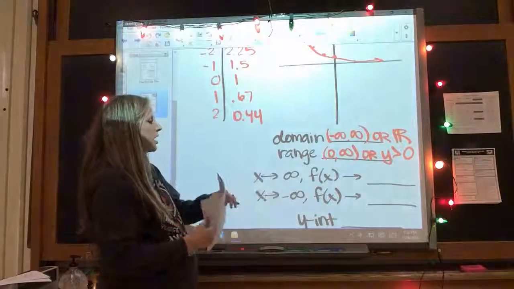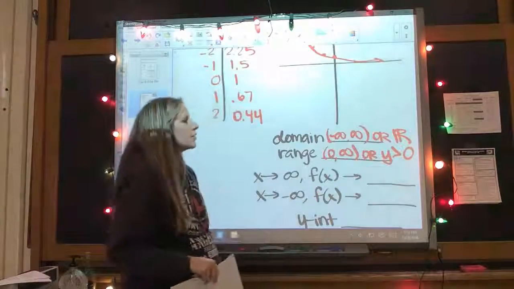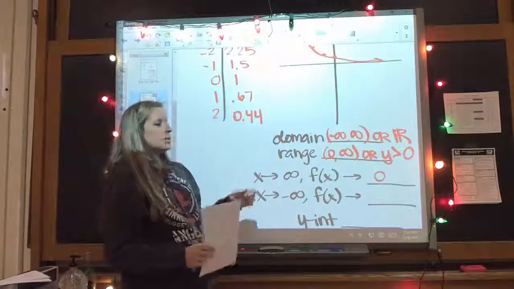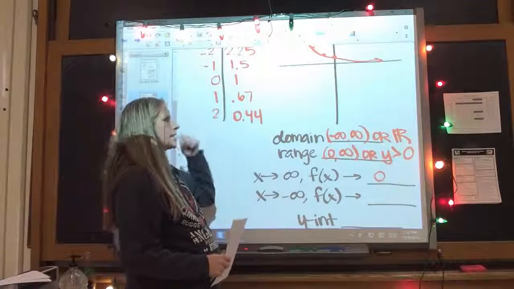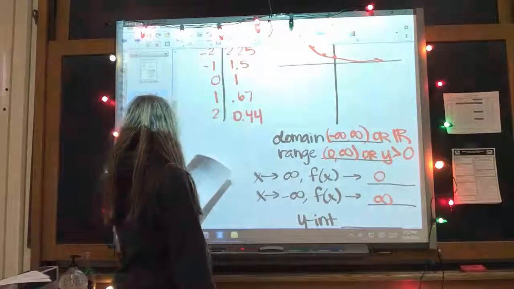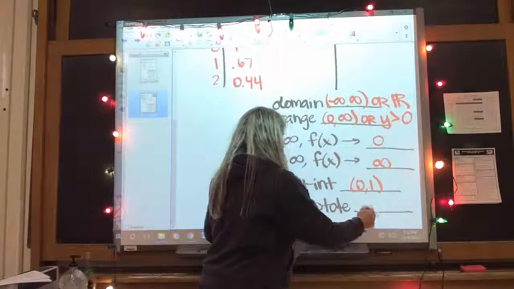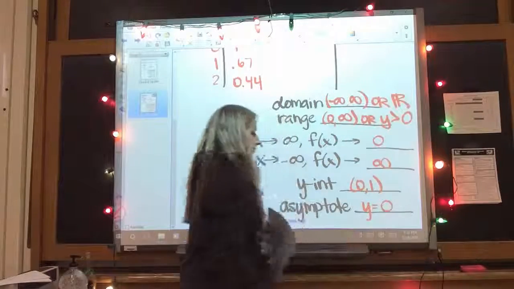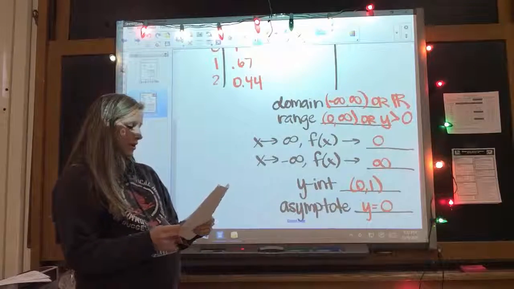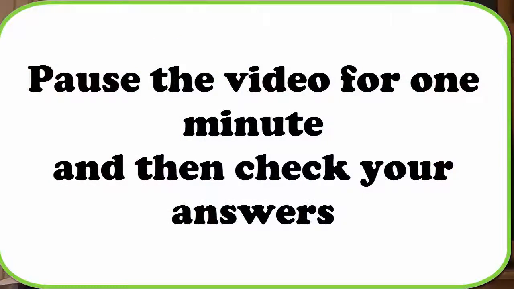As x approaches positive infinity, my y gets closer and closer to that asymptote, so 0. And as x approaches negative infinity, my y gets bigger and bigger. It gets closer to positive infinity. Should have gotten a y-intercept of 0, 1, and an asymptote at y equals 0. Okay, so that's number 4. Okay, go ahead and do number 5, and then we'll check.